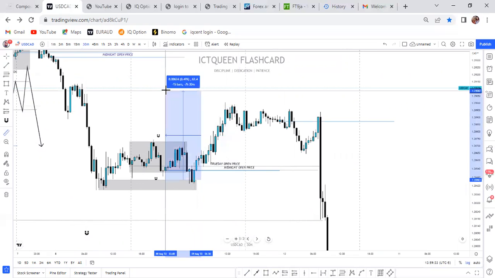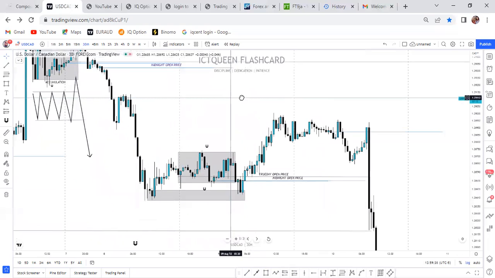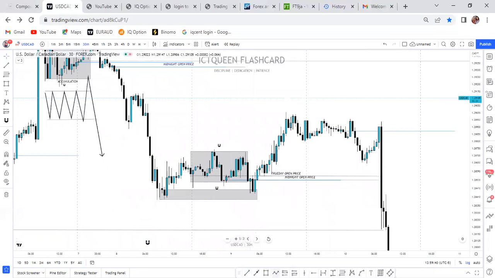Very easy, clean trade. Now you need to know your intraday price action before you can actually achieve this. You need to know your classic intraday price action. Now, this is our range.